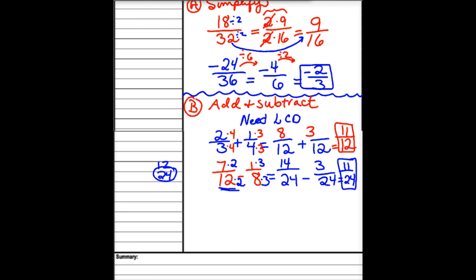So adding and subtracting is all about an LCD. Multiplication of fractions.